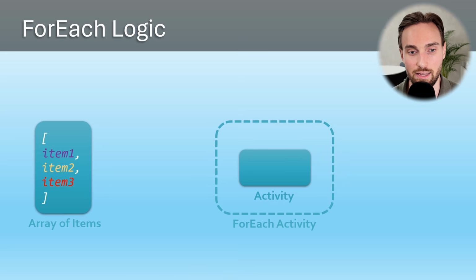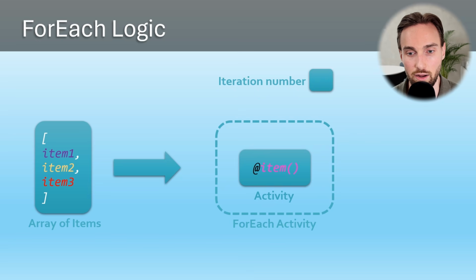Inside these activities in the for each activity, we are going to reference these items with the reference @item. This will fetch the current item in the loop from the list of items that we are running in the for each activity. So during the first execution of the for each activity, this item reference will fetch item 1 from our array and use the value in our activities.